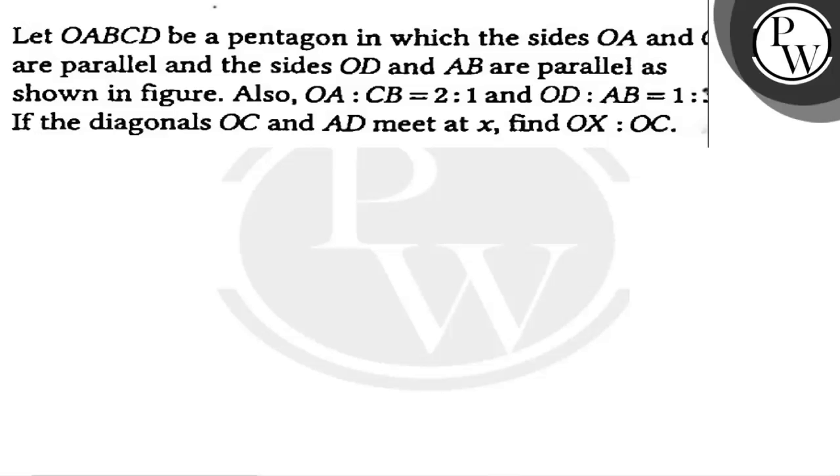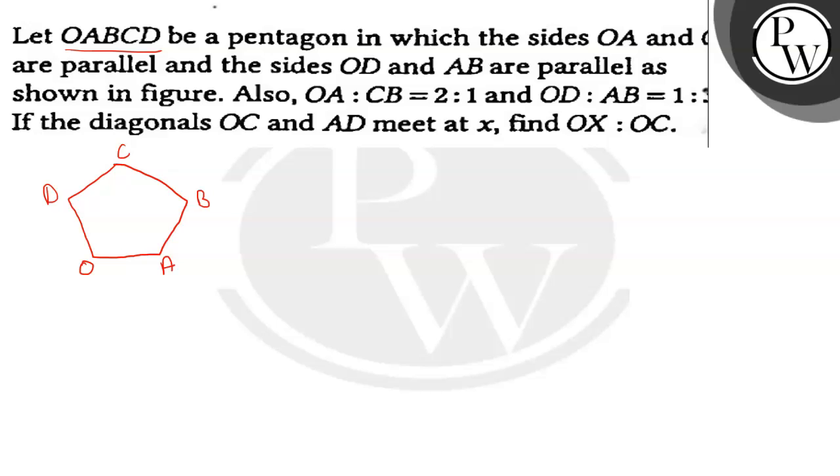The question is, let OABCD be a pentagon. Let's draw a diagram with the question. Suppose this is a pentagon, with sides OA and CB parallel, and OD and AB parallel. Suppose O is the origin, and this is A, this is B, this is C and this is D. They are parallel as shown in the figure.